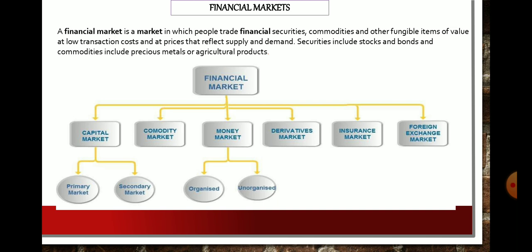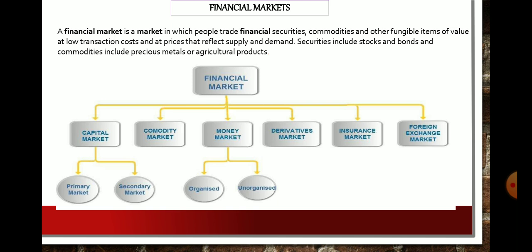A financial market is a market in which people trade financial securities, commodities, and other fungible items of value at a low transaction cost and at a price that reflects supply and demand. Securities include stocks and bonds, and commodities include precious metals or agriculture products. Yesterday we discussed that there are basically three types of markets: capital market, money market, and derivative market. So these are the three major types.